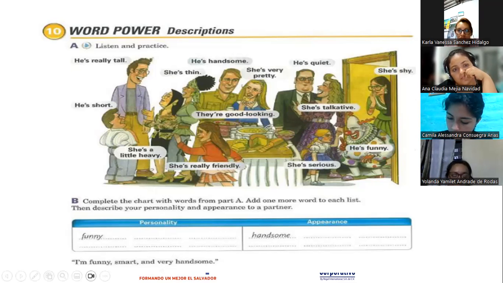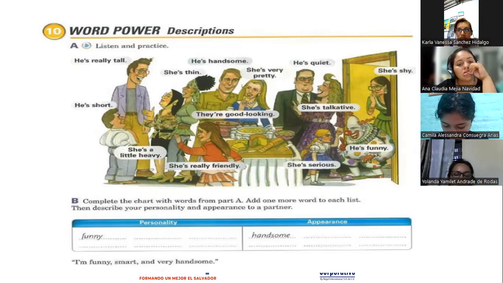Estamos hablando de adjectives. Y cuando hablamos de adjectives, the goal about an adjective is to describe people, animals, and objects. Entonces, cuando estamos hablando de adjetivos, estamos describiendo algo, ¿verdad? Entonces, algo que nos da una característica. So, in that case, vemos algunas oraciones.